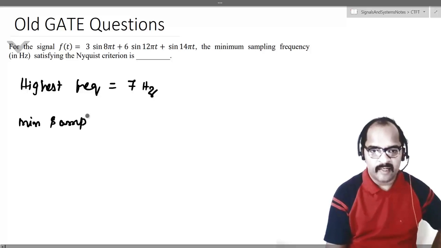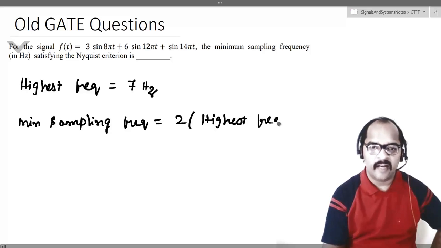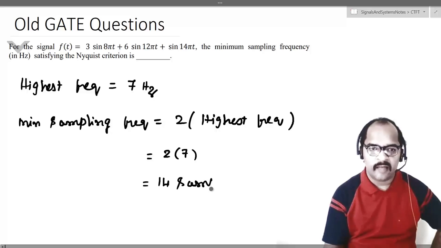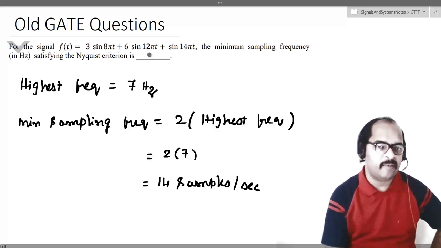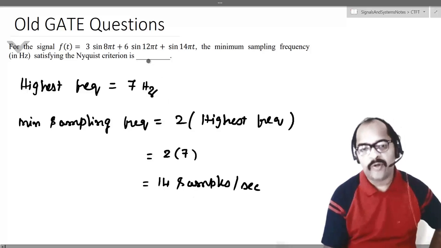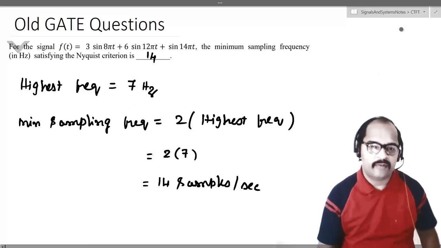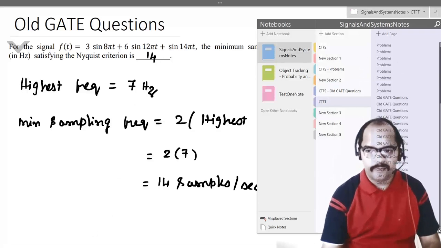sampling frequency, or sampling rate, is equal to twice the highest frequency, which should be equal to 2 times 7, which is nothing but 14 samples per second. But it has been asked in hertz. As I said before, they may give the question in hertz, but actually the right unit is samples per second. So what is the right choice here? 14.